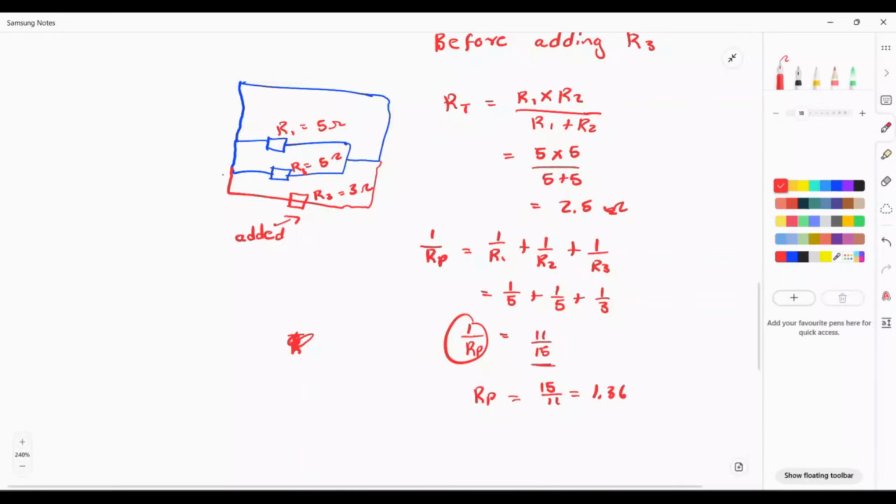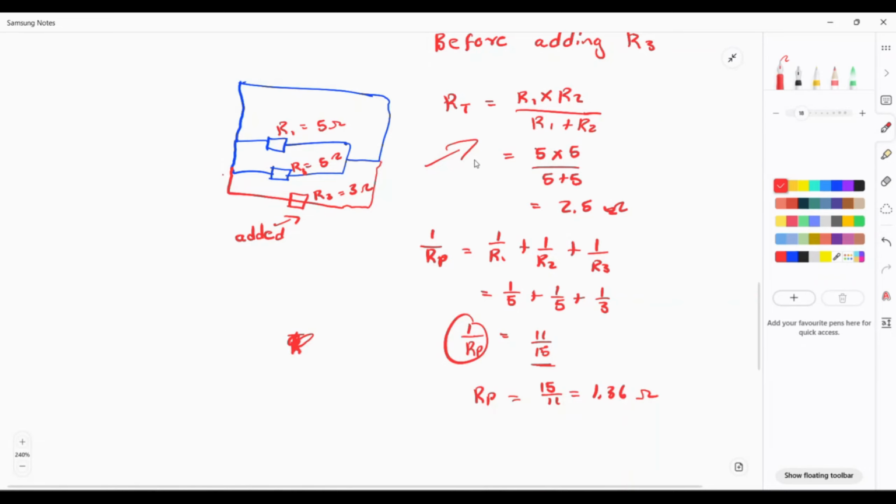1.36 over there. So now look at the values that we got. Before we added R3, the value was 2.5. But after adding R3, it is 1.36 over there. So someone maybe was thinking in a different way, that when we add resistors, the total resistance will increase. No, in parallel, it decreases.